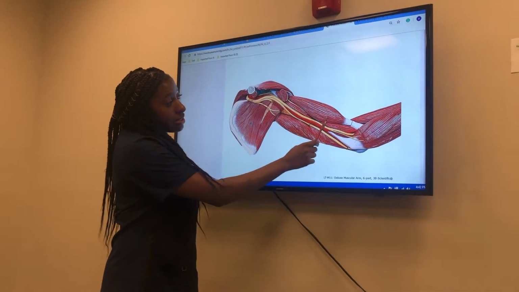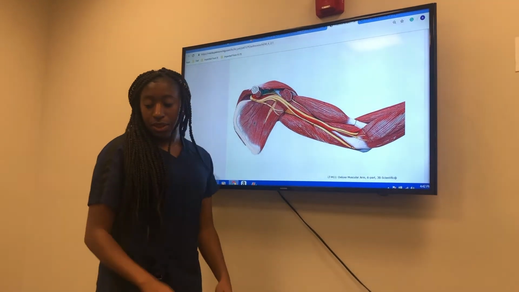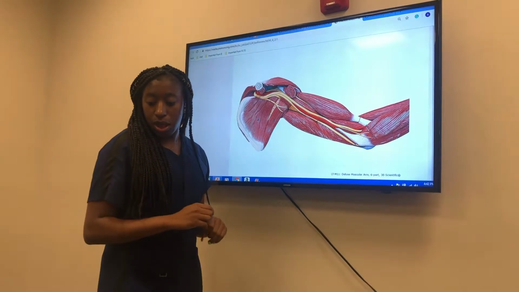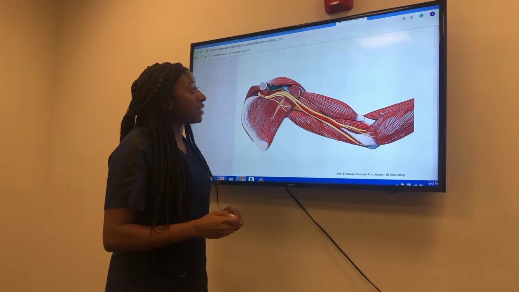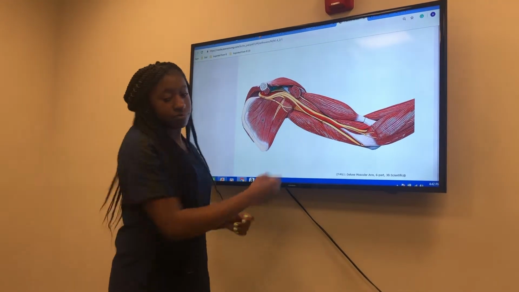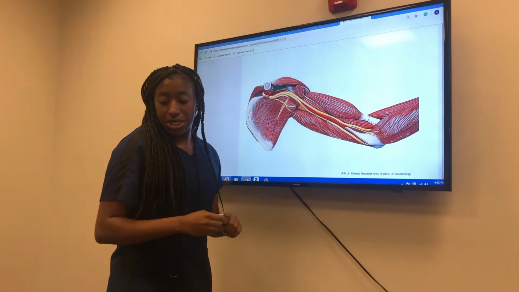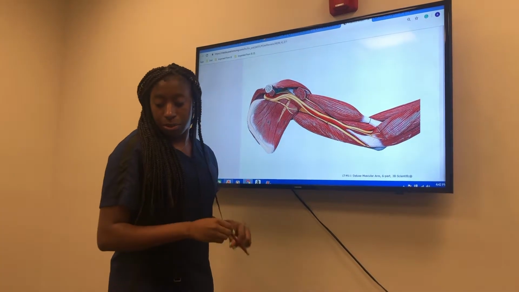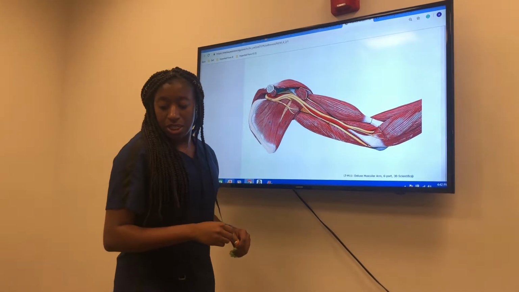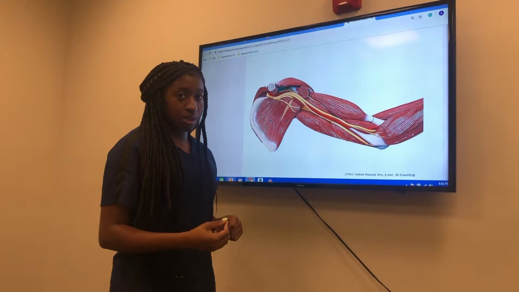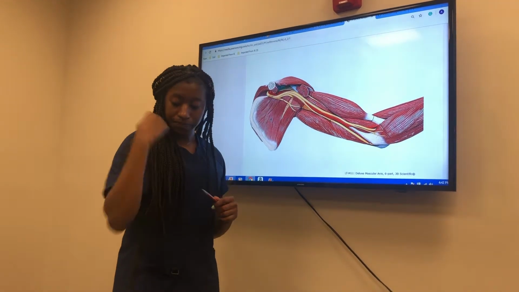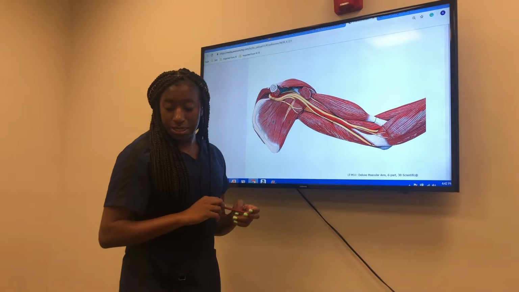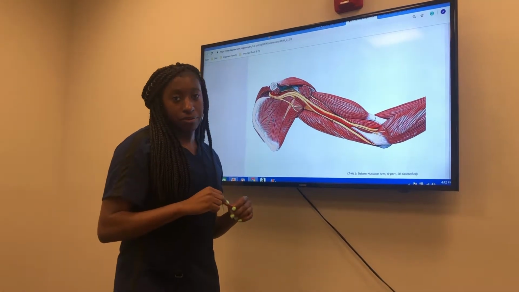This muscle here is the biceps brachii. The origin is the tubercle above the glenoid cavity of the scapula, which is in here. The insertion is the common tendon of the radial tuberosity. The action is a weak flexor of the arm at the shoulder, so going this way. The nerve is the musculocutaneous nerve.